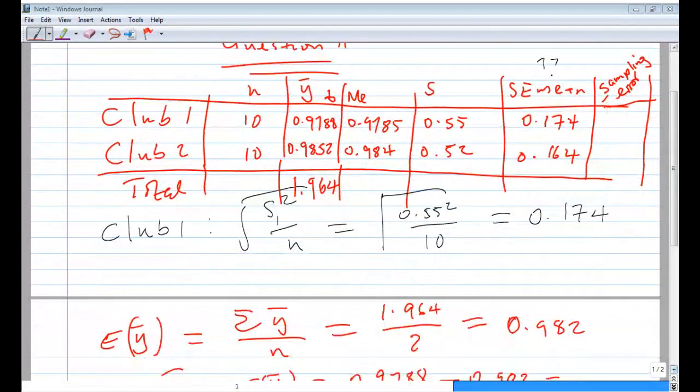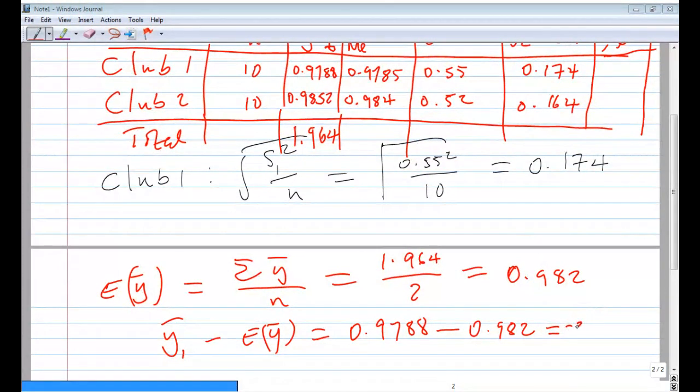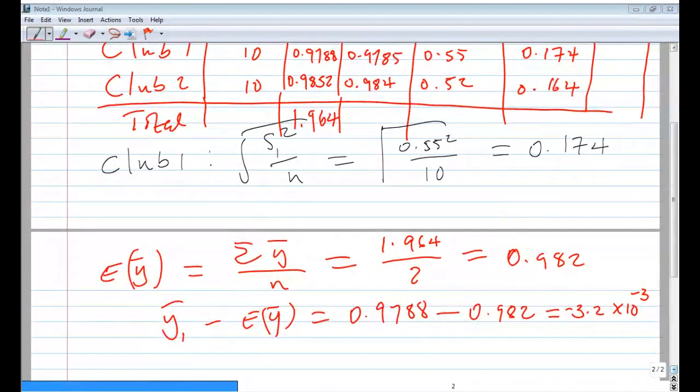Come again. Did you get this? I have a calculator here. Also, there is somebody who calculated for us. I'm getting minus 3.2 times 10 to the power minus 3. This is what you got. Yes. Okay.